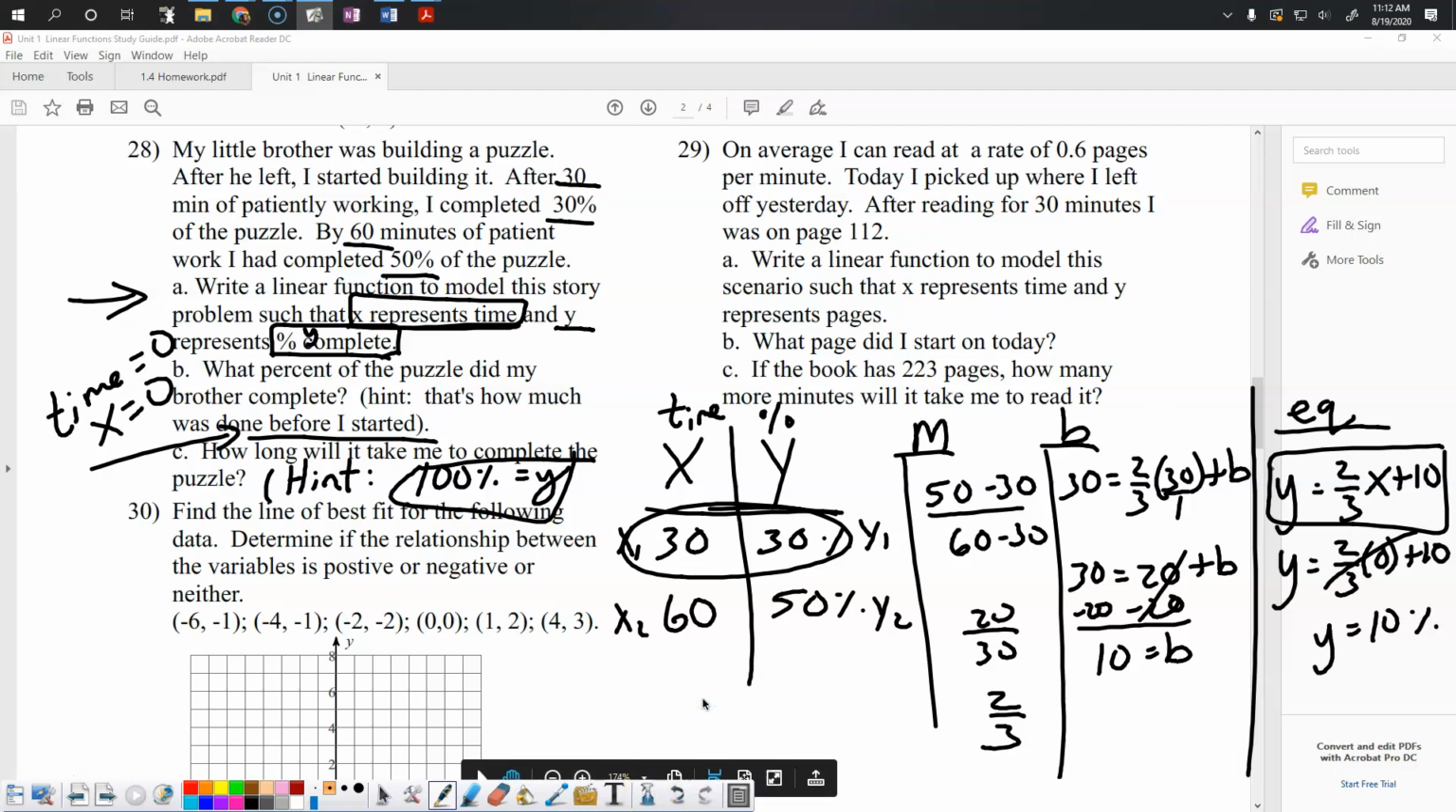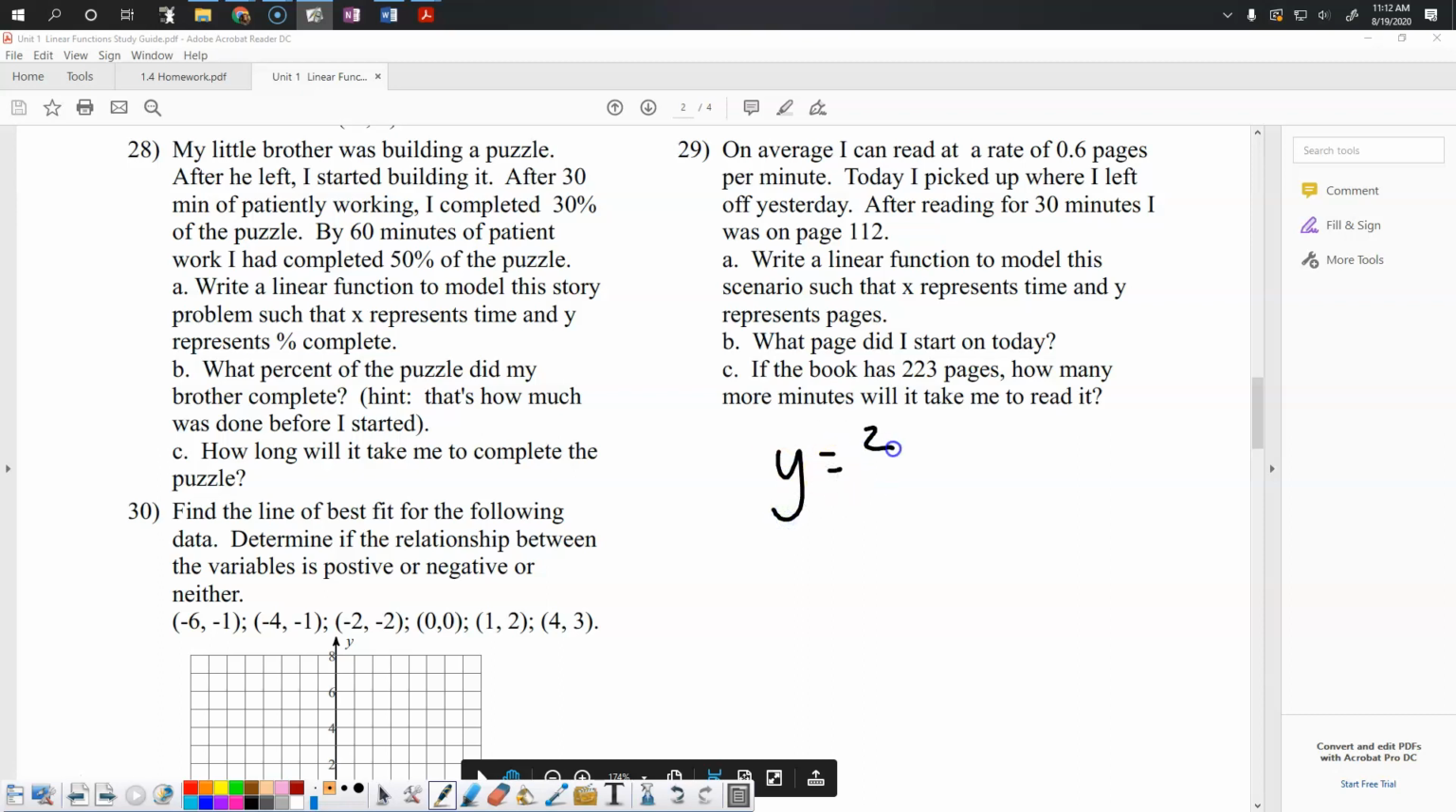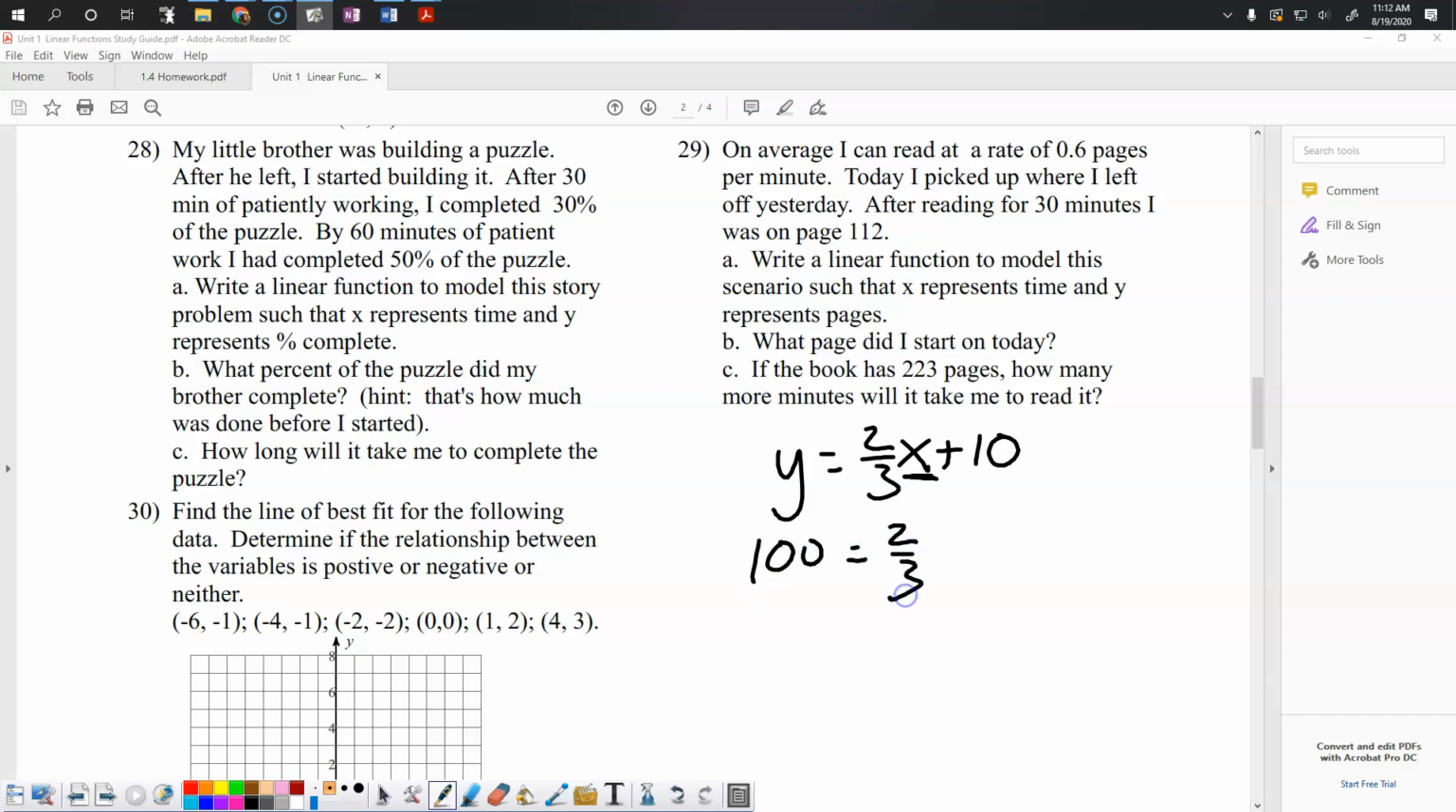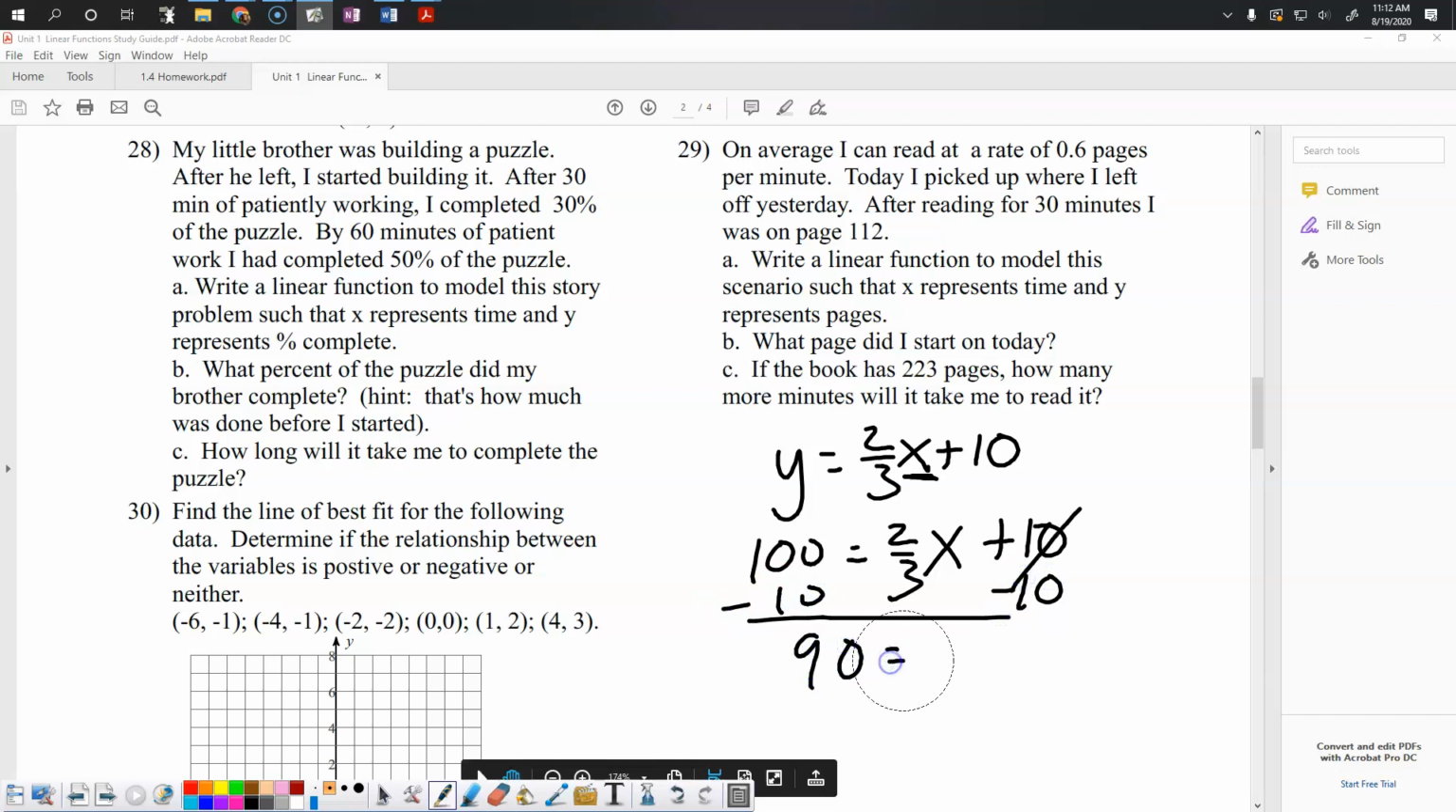So we have the equation y equals 2/3 x plus 10. And the question is, how long, what's x, how long will it take for me to complete the puzzle? In other words, 100% of the puzzle. So I plug in 100 for y, because y is the percent, and I've completed 100%. And I need to solve for x, which is the time. So step 1 is going to be to go ahead and minus the 10 on both sides. That's pretty easy there. Step 2, how do we solve this? I would multiply both sides by 3 over 1, because here those will cancel.